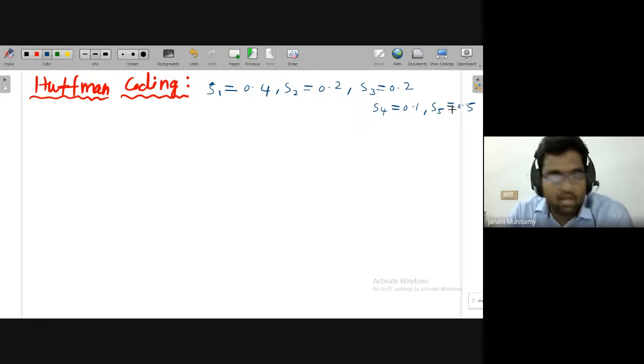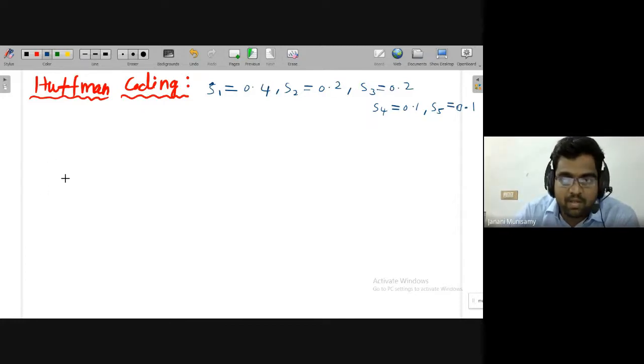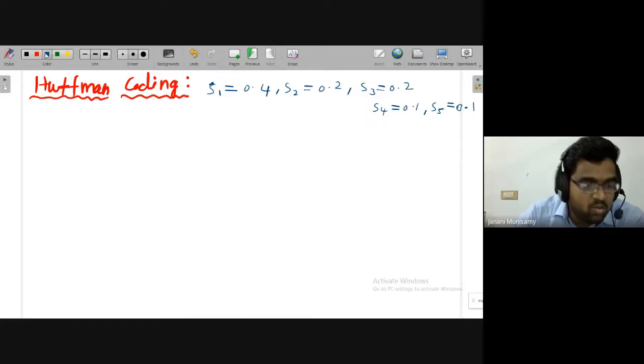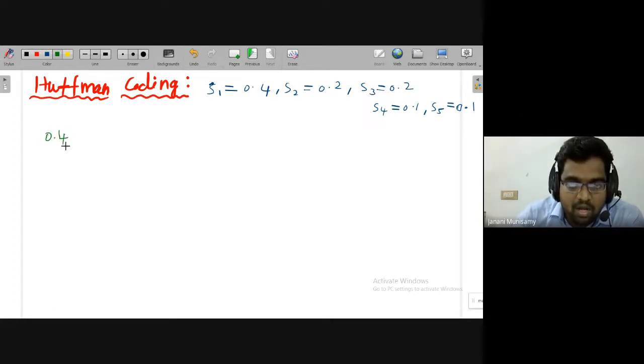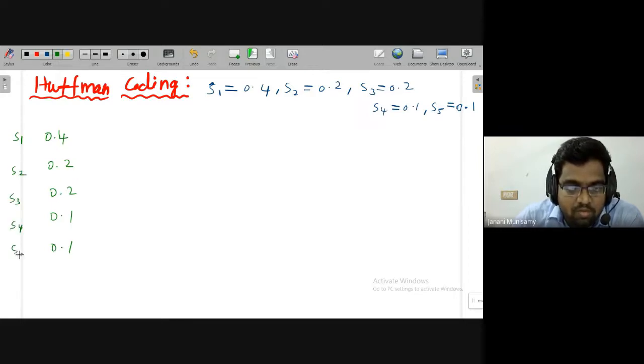Again, try to add everything. Finally, you have to get 1. Total probability is 1. Again, this may be in decreasing order, increasing order, or mixed order, but in this particular method we have to write in decreasing order. So I have to write carefully in decreasing order, or otherwise you will get a wrong answer. So 0.4, 0.2, 0.2, 0.1, 0.1. So S1, S2, S3, S4, S5.